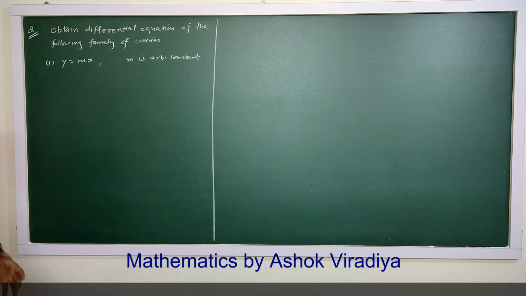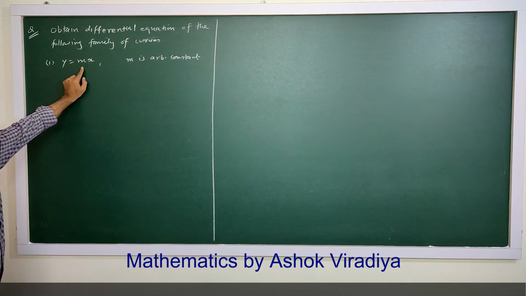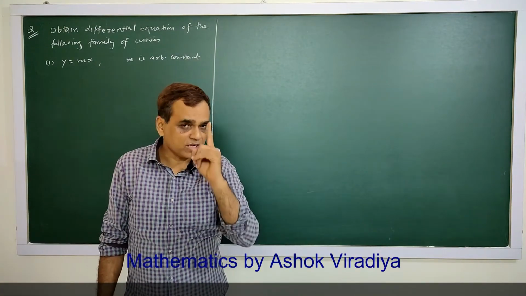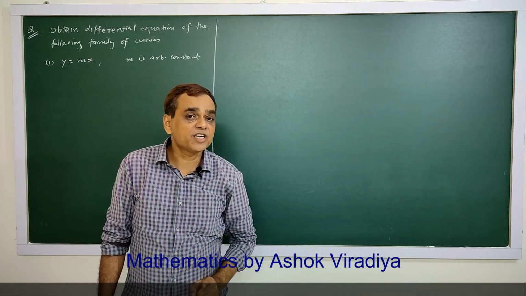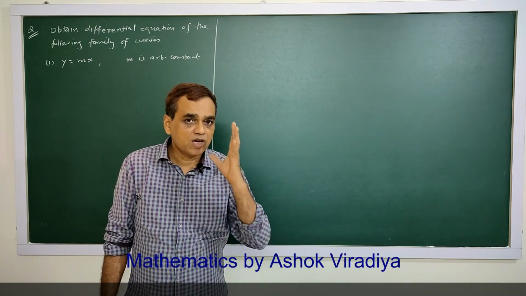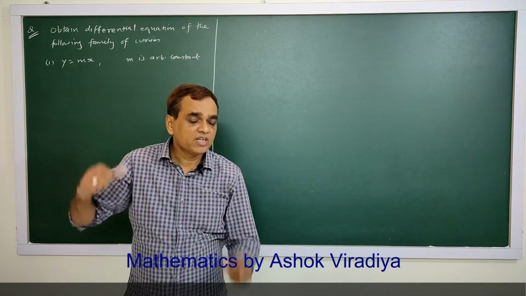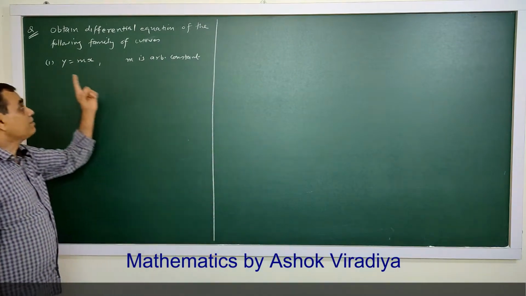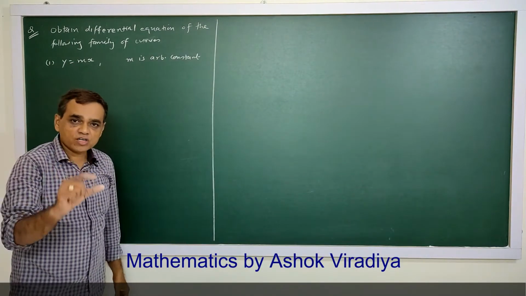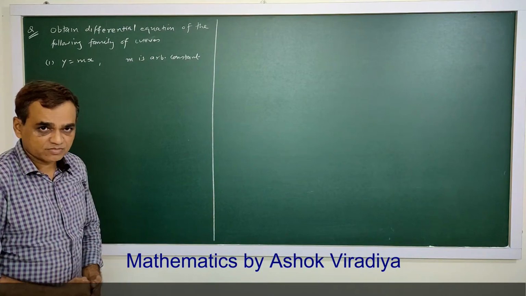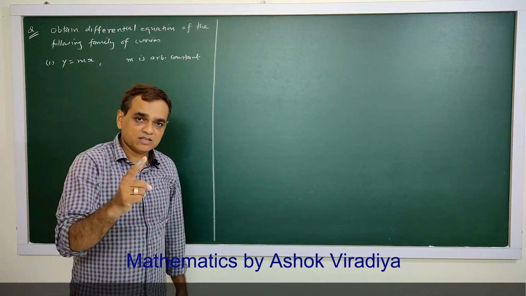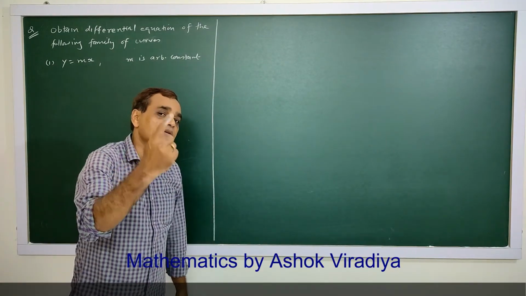So to obtain the differential equation, the method is to check the number of arbitrary constants. So here there is only one arbitrary constant. So keep in mind, differentiate only one time. Whatever its differential equation will be, its order will be 1. The number of arbitrary constants is equal to the order of the differential equation. Only one arbitrary constant, so its order will be 1. Order 1 means differentiate only one time.